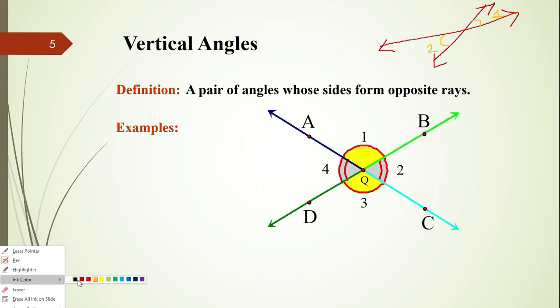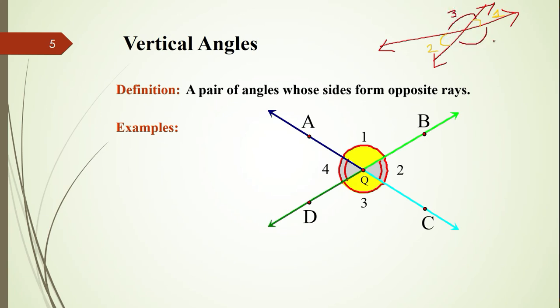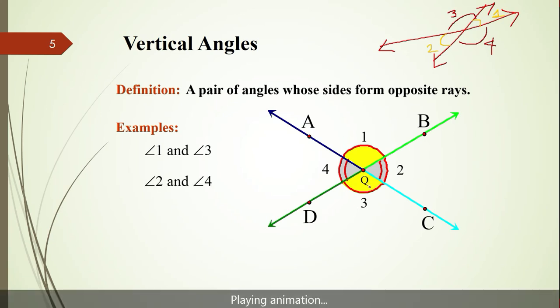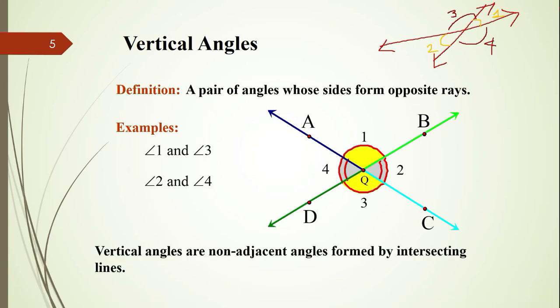And then angle 3 and angle 4 are also vertical angles, and they are opposite angles. So angle 1 and 3 in this figure, and then angle 2 and 4. Vertical angles are non-adjacent angles formed by intersecting lines. Remember, they are not adjacent. They don't share a common side, but they have a common vertex. Adjacent angles should have both requirements: share a common side and share a common vertex. So they are actually non-adjacent.